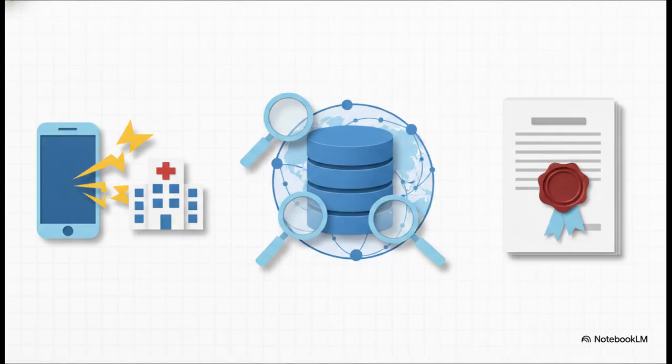The global landscape of interoperability is currently dominated by 3 massive frameworks, and each one is tailored for a very specific use case. First, there's HL7 FHIR. This is the modern, web-based standard for transactional exchange.